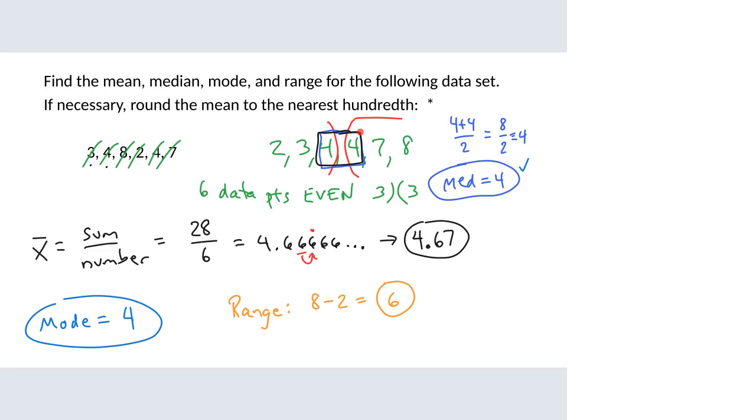Are there any questions about mean, median, mode, and range? Excellent. Okay.